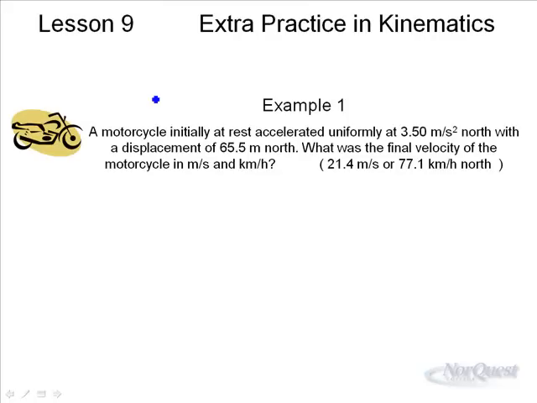So example number 1, a motorcycle initially at rest, accelerated uniformly at 3.5 meters per second squared north with a displacement of 65.5. What is the final velocity of the motorcycle in meters per second and kilometers per hour?